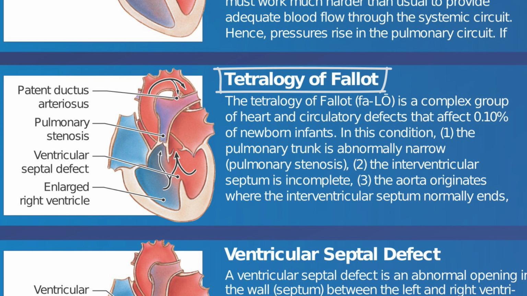These include a narrowed pulmonary trunk, which is called a pulmonary stenosis, a hole in the wall between the ventricles called a ventricular septal defect, the aorta arising from both ventricles as opposed to correctly connecting to only the left ventricle, and a thicker or hypertrophied right ventricular wall in response to an increased workload from this condition.